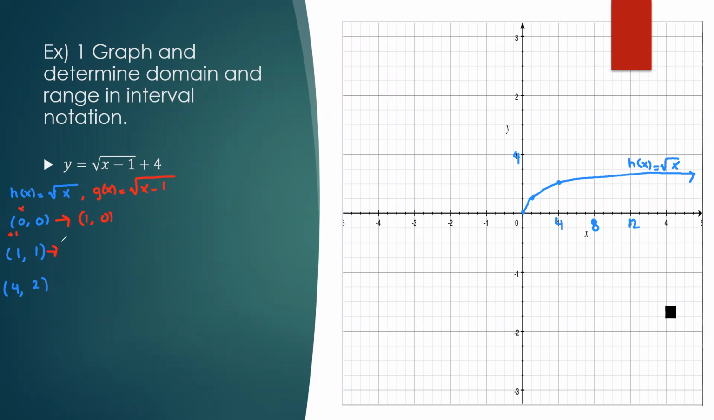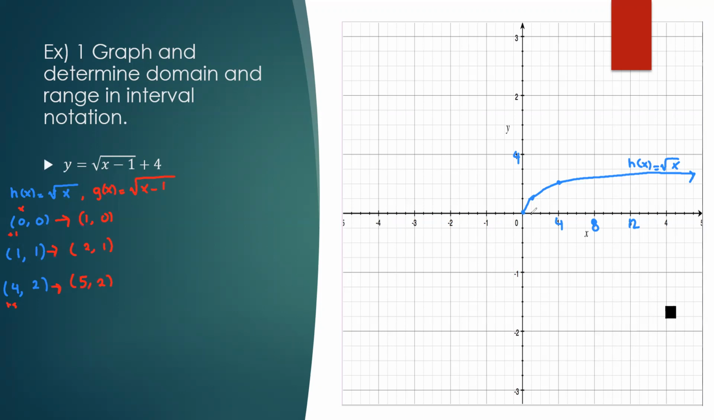And what do you think 1, 1 would be? It would be 2, 1. And what do you think 4, 2 would be? It would be 5, 2. Okay. Go ahead and plot it.